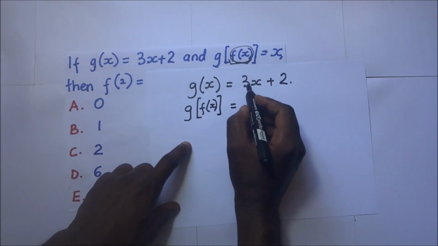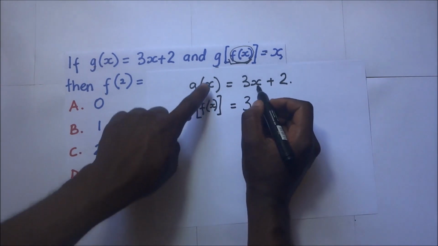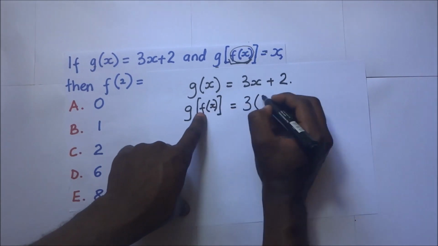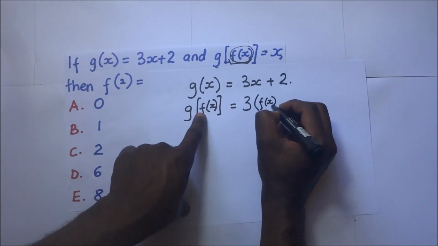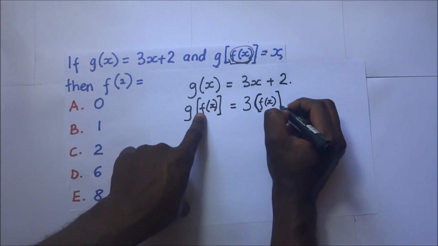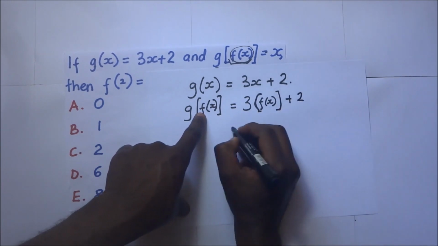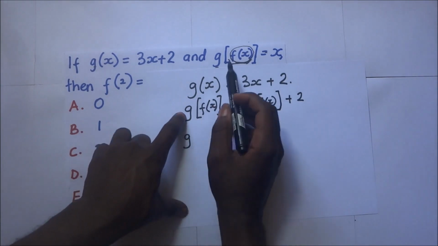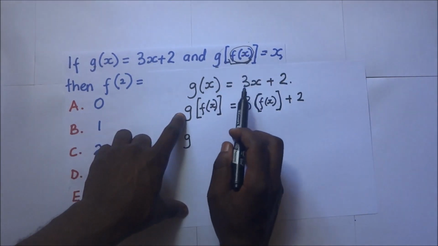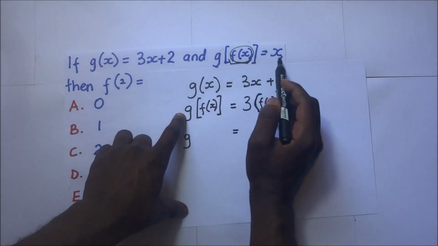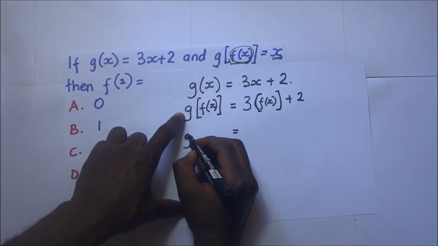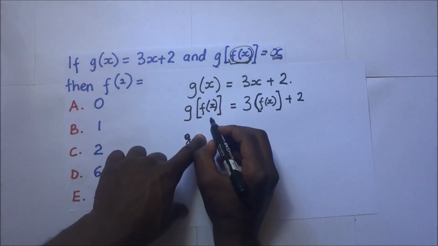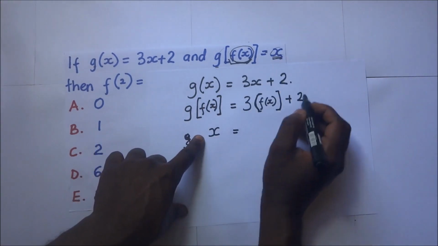is still going to give us 3. Now in the place of x, we put that function f of x. So it's going to be 3 into the brackets f of x, plus 2. Now g of f of x, remember right here, it has given us the impression that g of f of x is equivalent to x. So it means that g of f of x in this case is x. So we shall put x here.